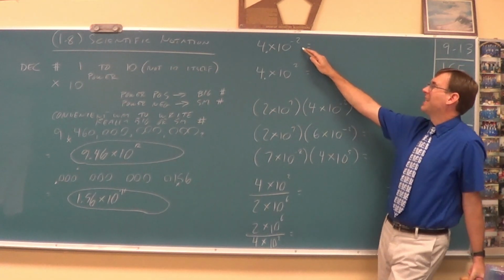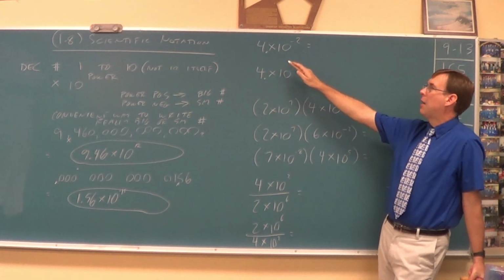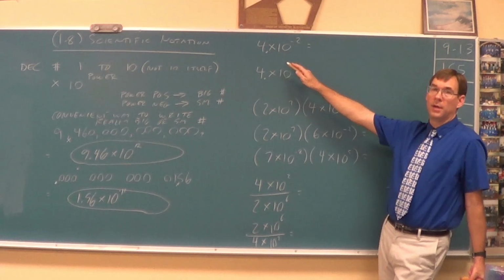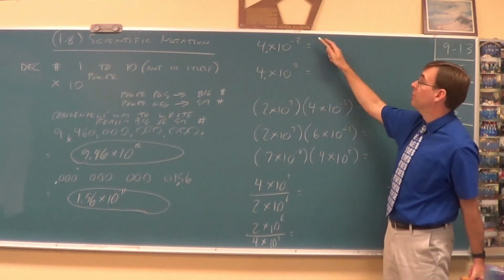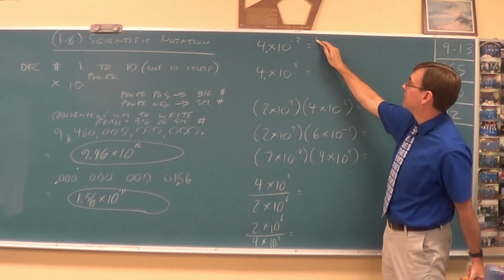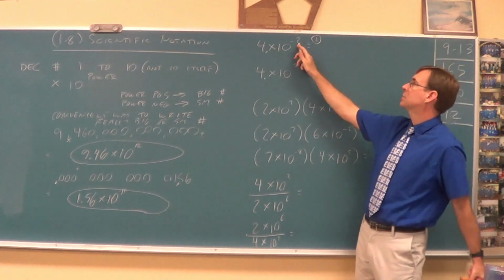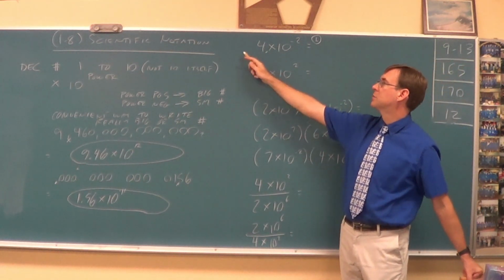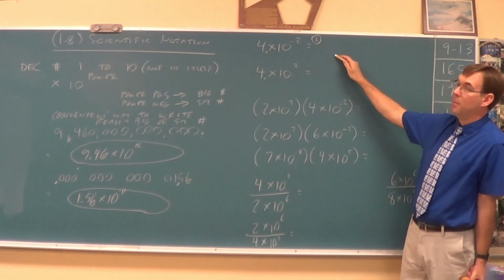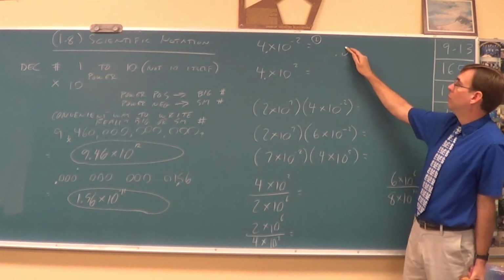If I want to make this 10 to the negative 2, how am I going to tinker with that decimal point? Move it which way? We're going to go to the left. Negative powers, we're just going to move the decimal left twice. Bounce, bounce. What would that number be? 0.04.